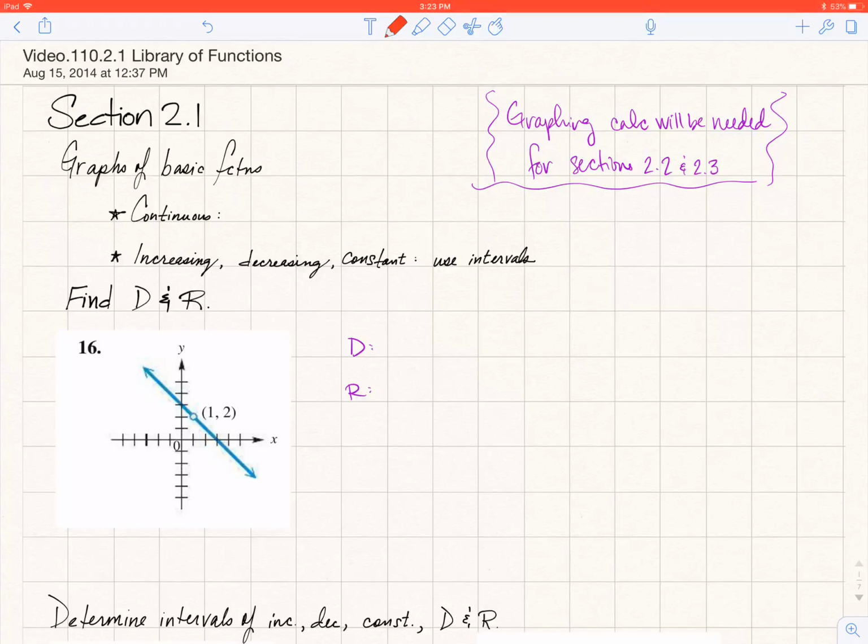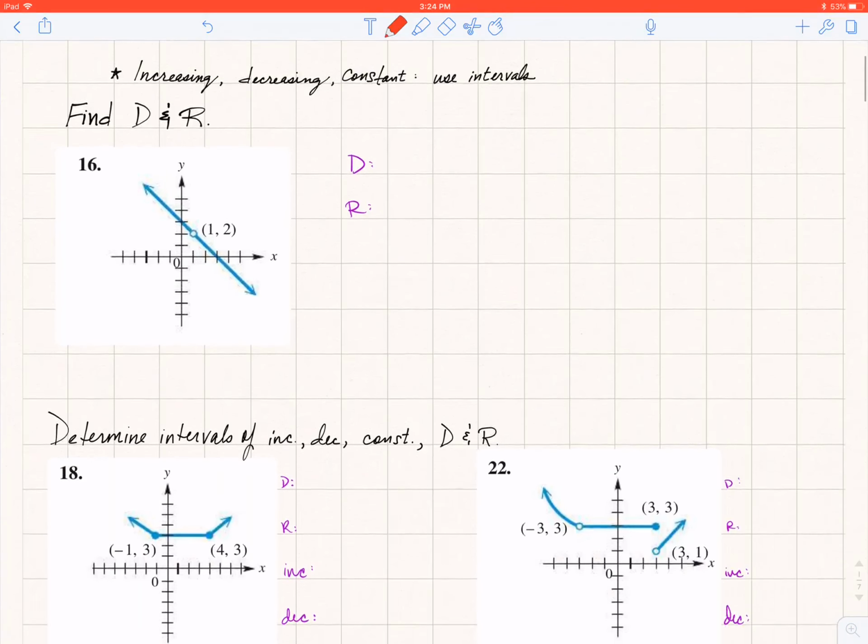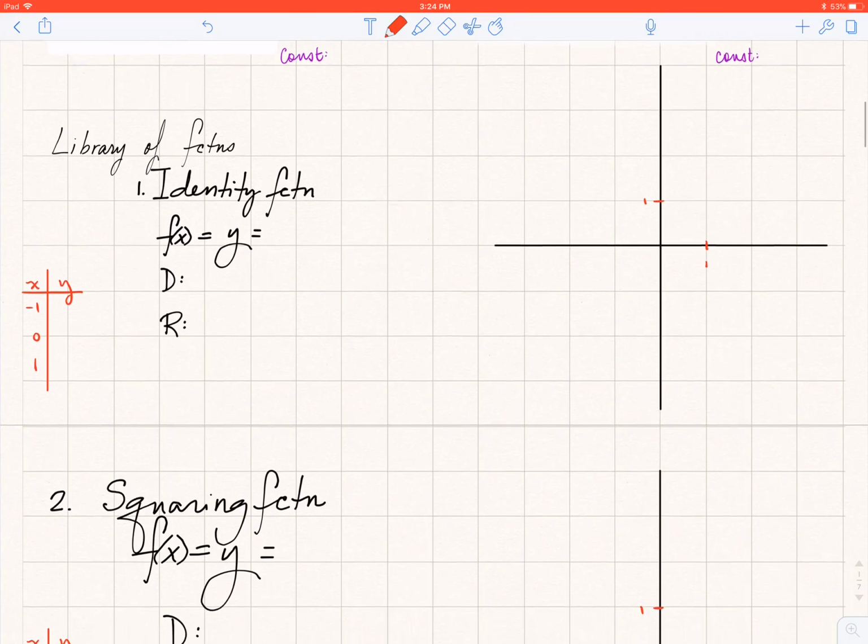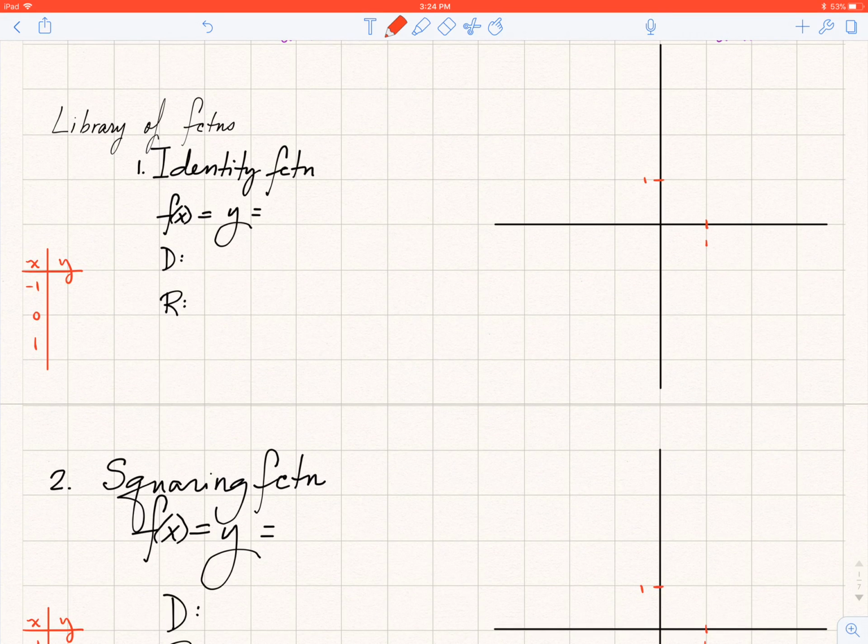Hey folks, so this is your first video on section 2.1. What I'd like for you to do is go down to where it talks about the library of functions. You're going to have 6 different functions that you need to be aware of. We'll come back and fill in a few things during class, but I want to get the basic ideas down for each one of these.